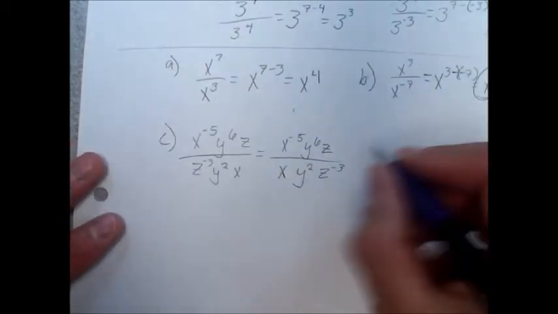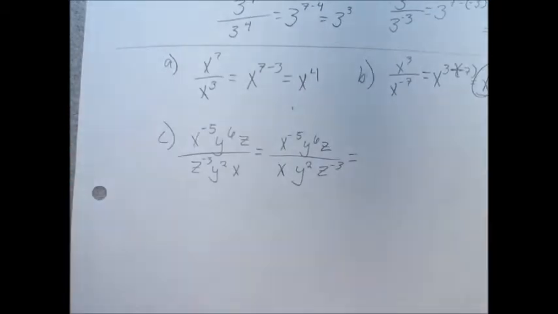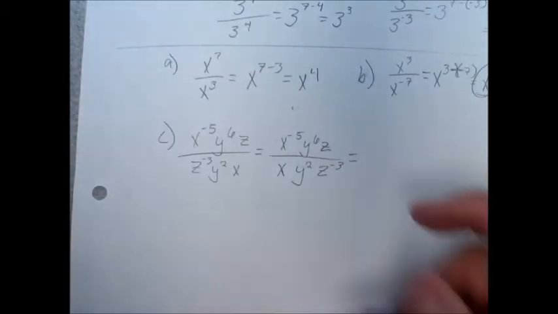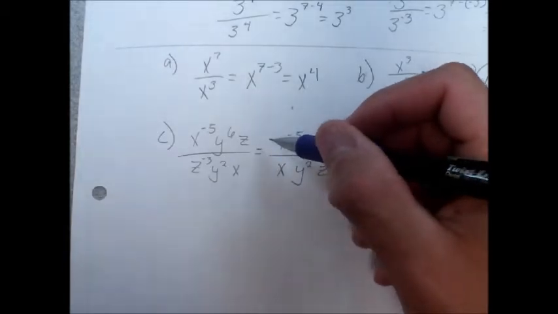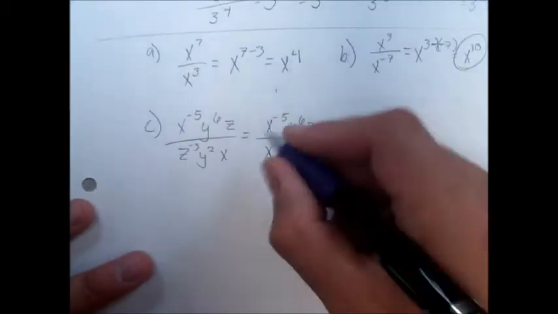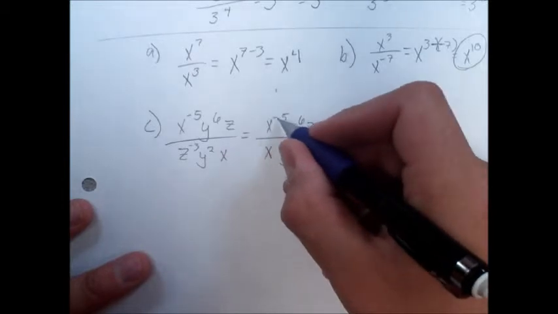Okay. Now I can only deal with like bases here. It's a lot like like terms. They have to have the same. This is basically the first name. Okay, they have to have the same first name. Like bases would be the same first name. So here I have x to the negative 5 and x.